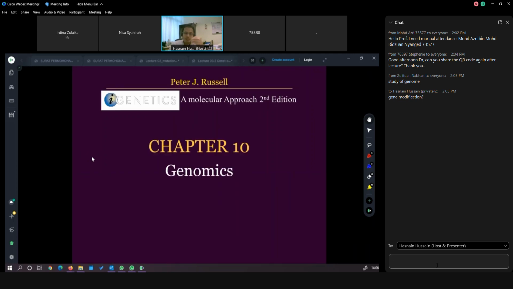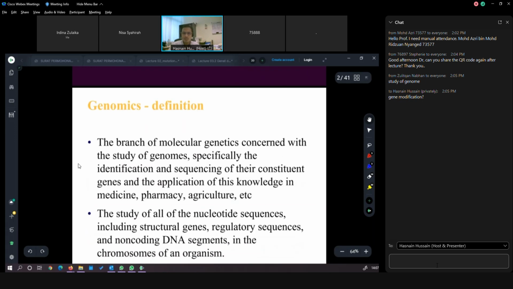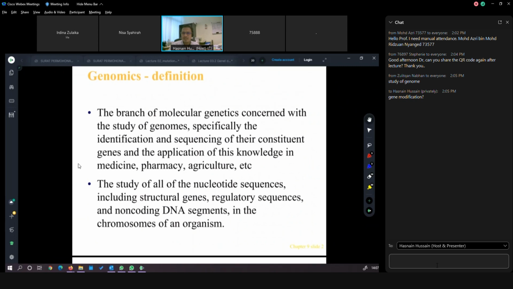I mean, know in detail, because previously, even without the information about genomics, people can still study genes. So not to be confused, or you cannot say that it has to be in a specific order, right? Because you have to remember, prior to the study of genomics, people have been studying genes for quite a long time already.